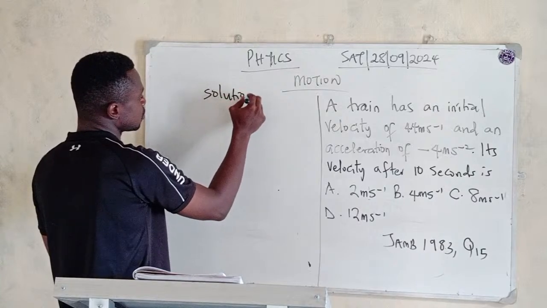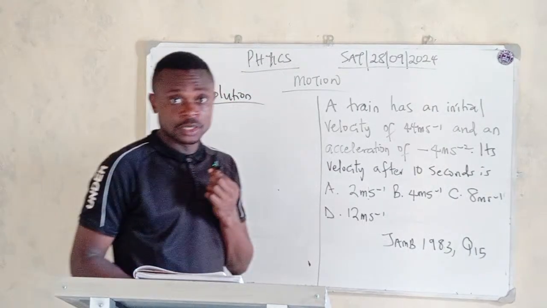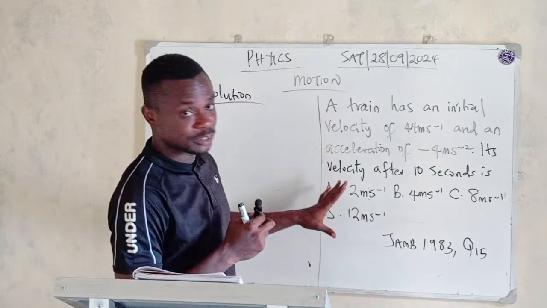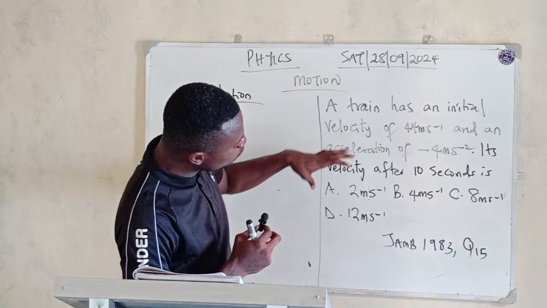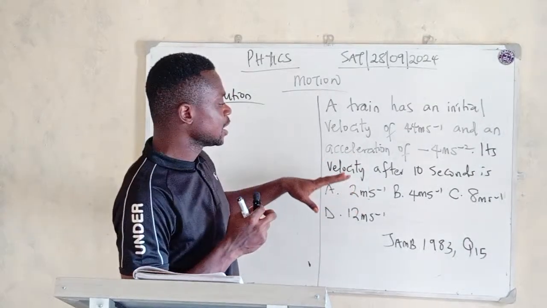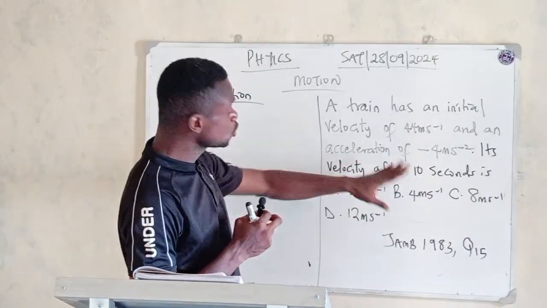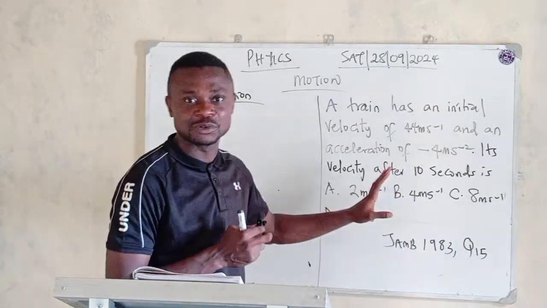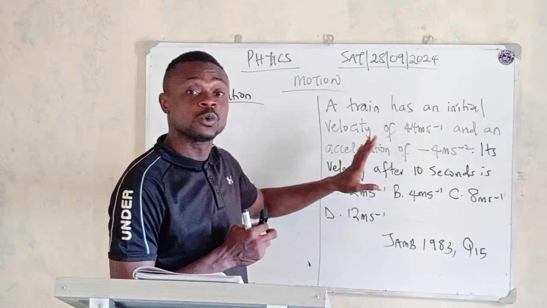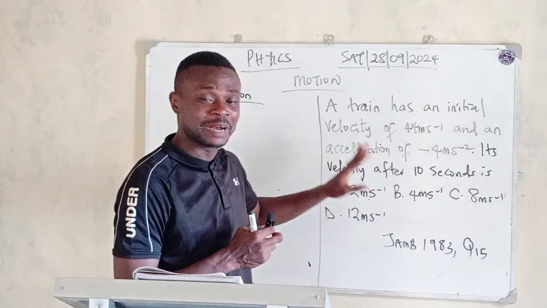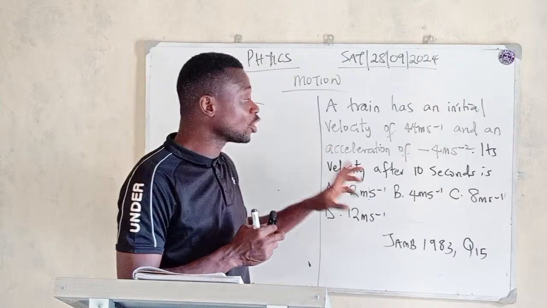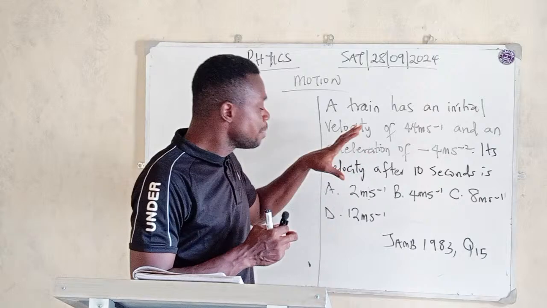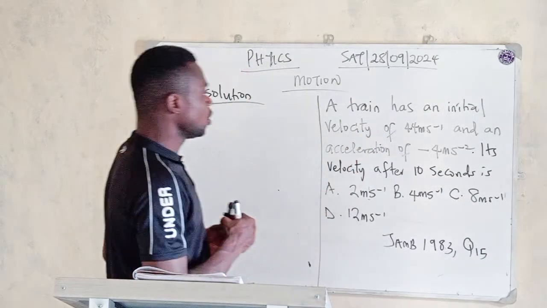Solution. To solve this question, we first of all understand the question and look at the laws of motion, the equation of linear motion that will suit the question. First of all, we should identify the parameters in the question, then we look for the equation of motion that has business with these parameters.